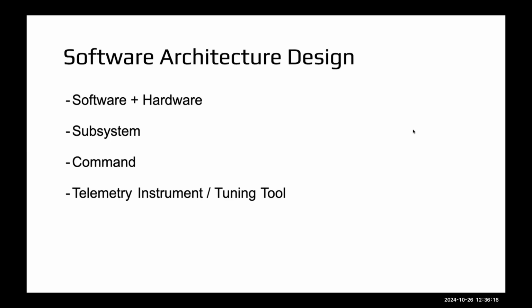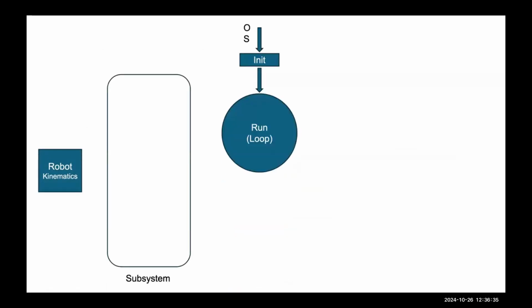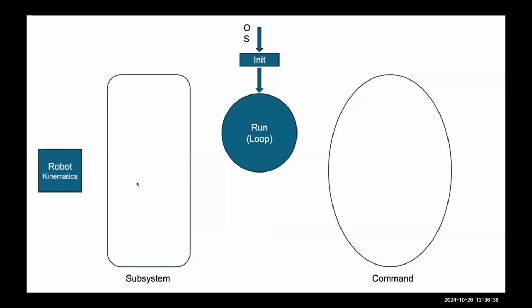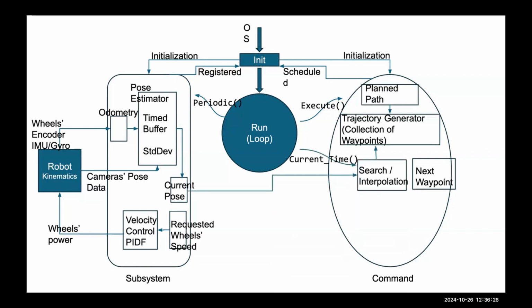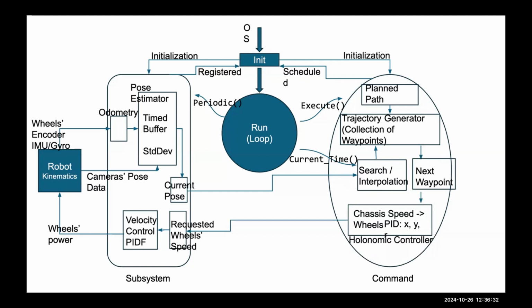So I'll be going over the software architecture design for basically how all of this is possible. But the main things you want to be looking at here are the subsystem and the command, and how this works is the subsystem, in this case, the drivetrain, uses the command to calculate different waypoints and calculate the errors of those waypoints. Now, this might look like a lot, but really, there's two main things you need to know here. I'll be going over this in a little while.